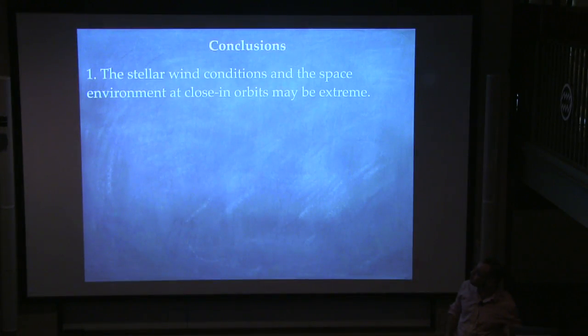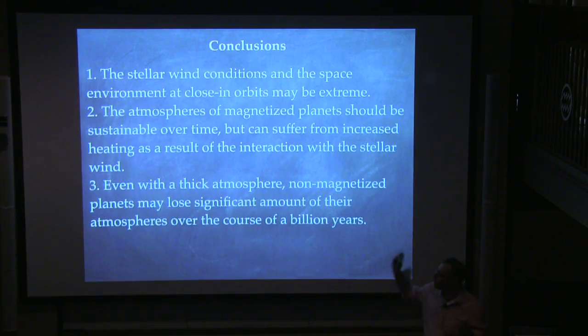So in conclusion, the stellar wind conditions and the space environment at close orbits are very extreme, and we need to take that into account when we think about planet habitability. The atmospheres of magnetized planets should be sustainable over time, but there is a lot of Joule heating that is generated as a result of the interaction of the magnetic field with the stellar wind. But for a non-magnetized planet, even with a thick atmosphere, we should expect that a significant amount of the atmosphere will be lost over the course of about a billion years. And that's it.